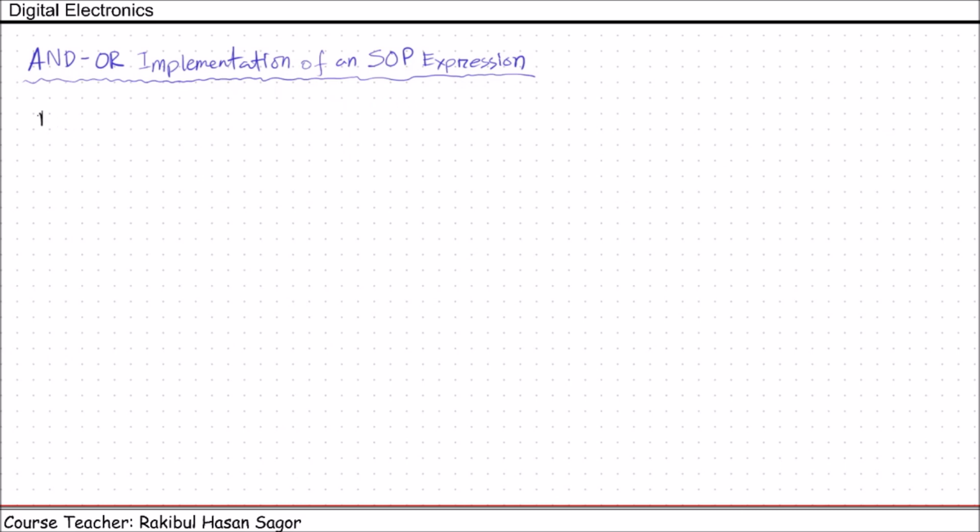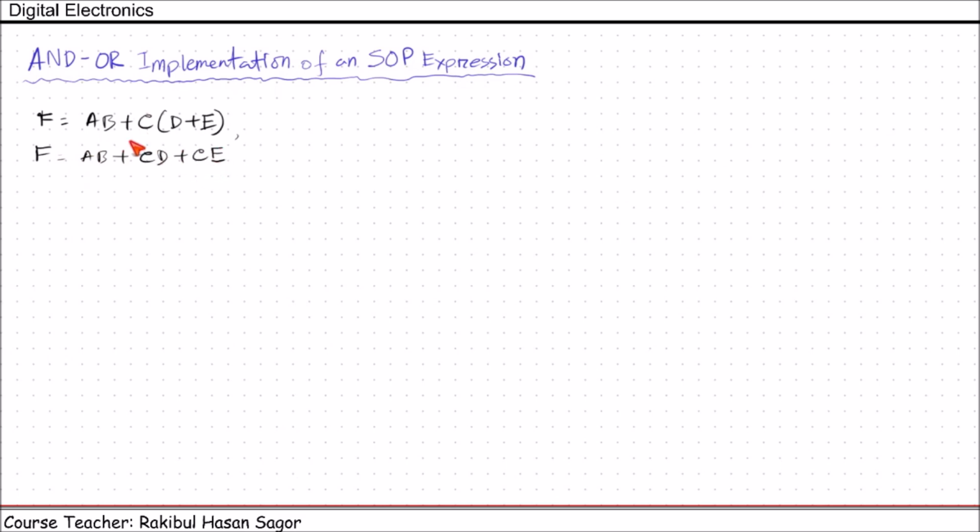Suppose we have a function f equal to ab plus c into d plus e. Now this is neither SOP nor POS. We can implement this function using logic gates in its current form, or we can convert this function to SOP form. In order to convert this function to SOP form, we can multiply c with d plus e. Let's do it. In SOP form, this function becomes ab plus cd plus ce.